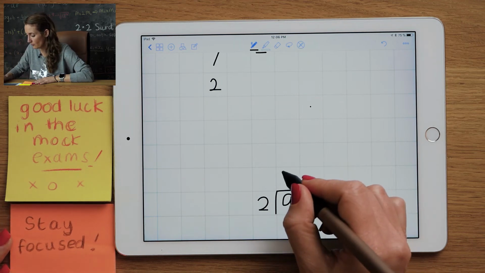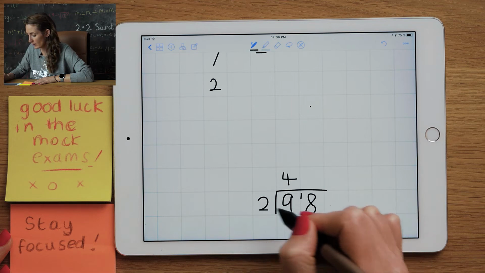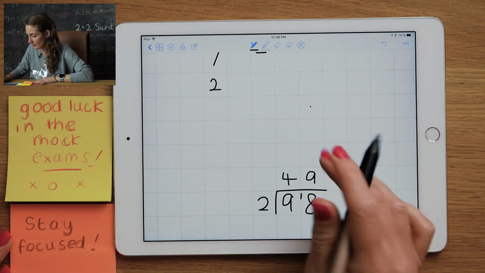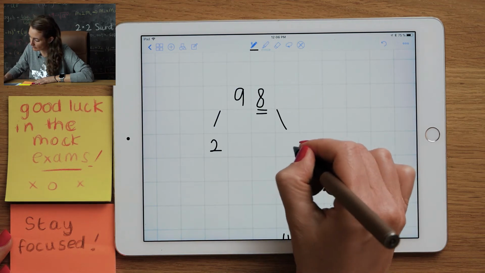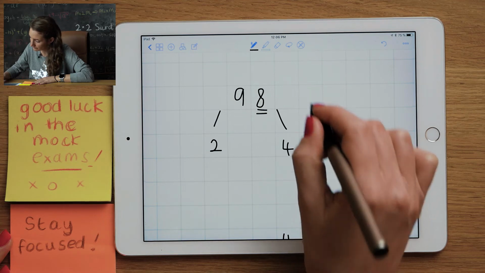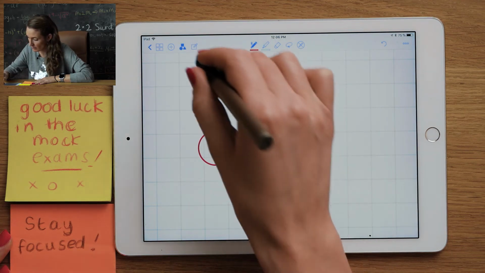So 2 goes into 9 4 times, remainder 1, and 2 goes into 18 9 times. So this is 2 times 49. So 2 is a prime number, so I put a red circle around it.